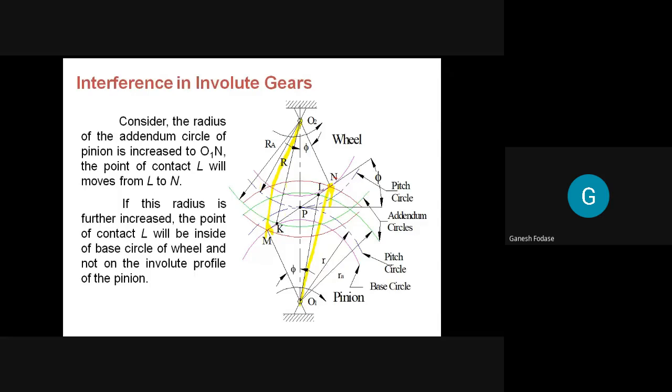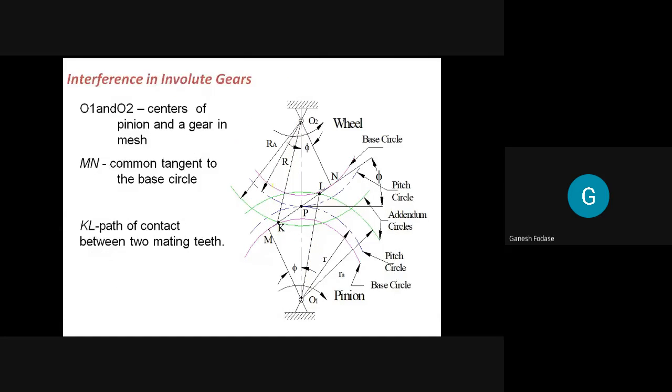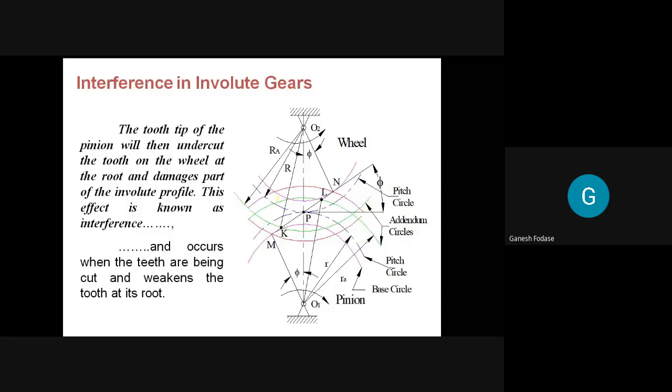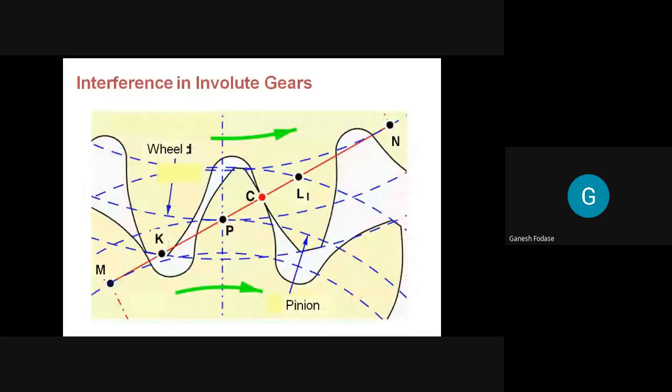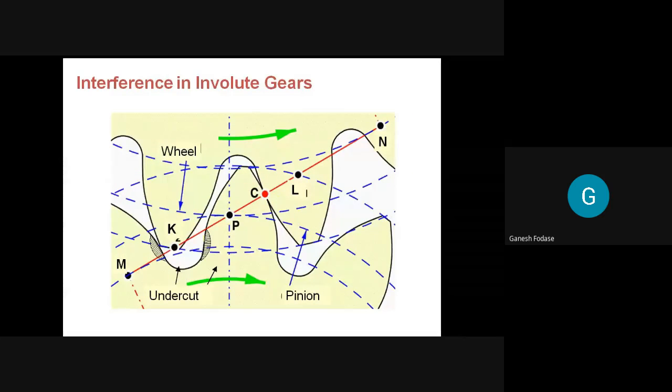So how can we derive that expression? I hope you understand what the maximum addendum radius to avoid interference is for pinion and wheel. For the pinion it is O1N, and for the wheel it is O2M. I discussed with you what interference is and the basic concepts. Why is interference there? You can see this is undercutting, when the wheel cuts the non-involute portion of the pinion.